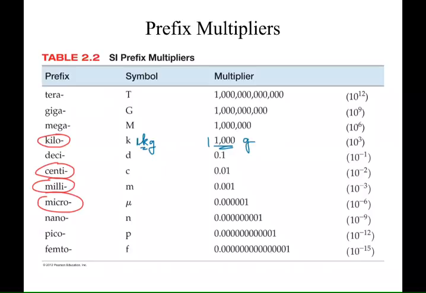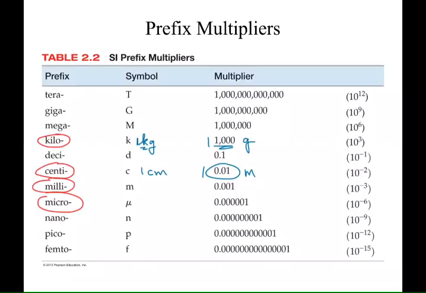So let's go down here to centi. Let's just say somebody says, I have a length for you, and it is exactly 1 centimeter. Well, 1 centimeter is 1/100th of a meter. See how that goes? 1/100th of a meter.